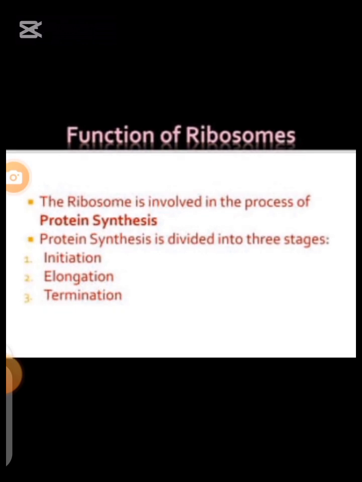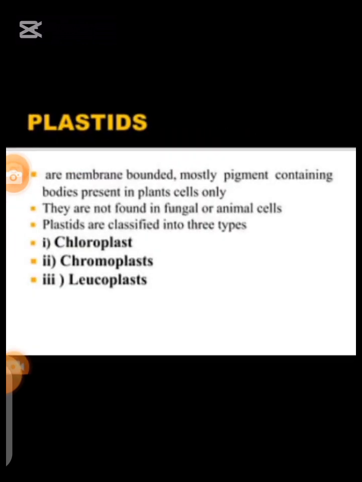The next organelle is the plastids. Plastid is basically a membrane-bound organelle which contains one or more pigments. Plastids are present only in the cells of plants and photosynthetic protists. Photosynthetic protists are those protists which perform the process of photosynthesis, for example euglena.